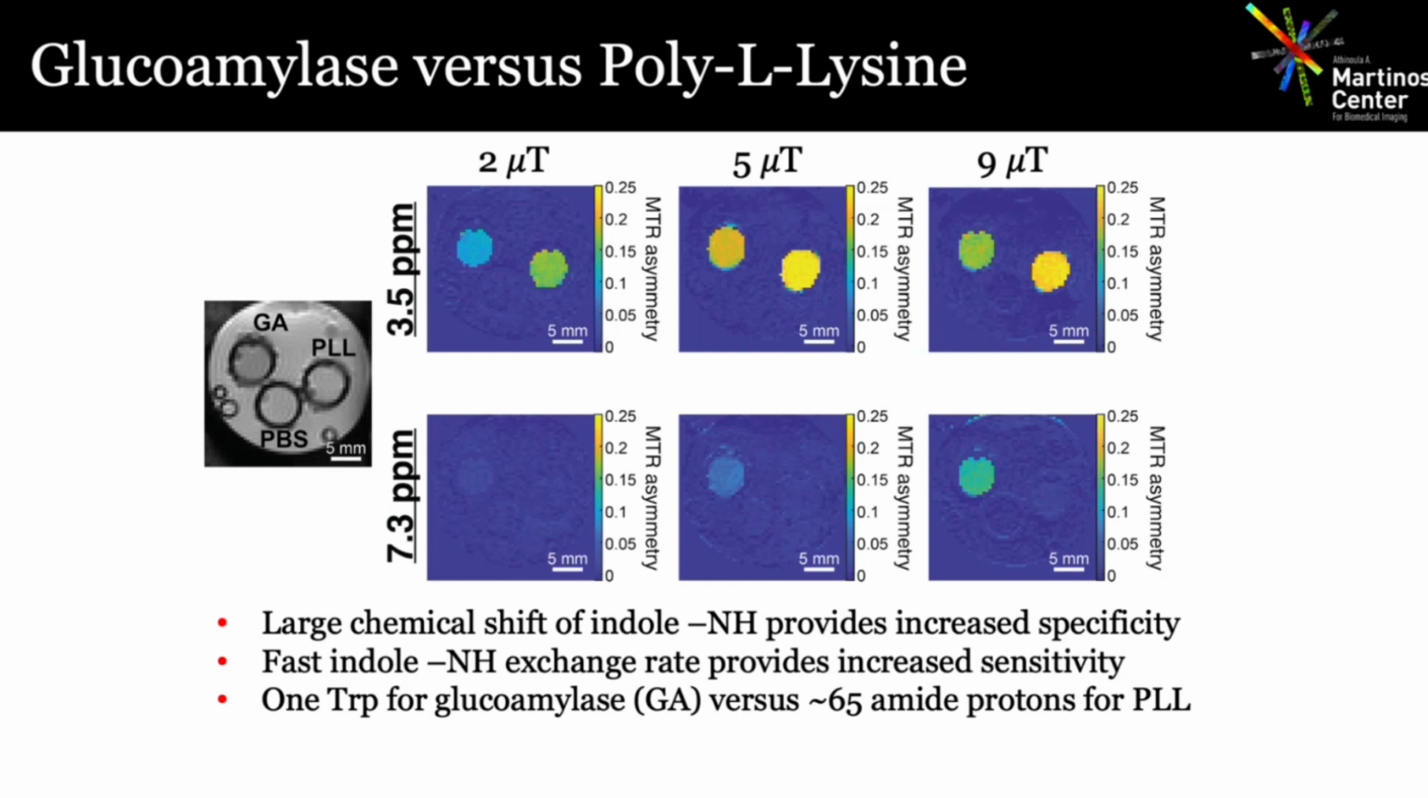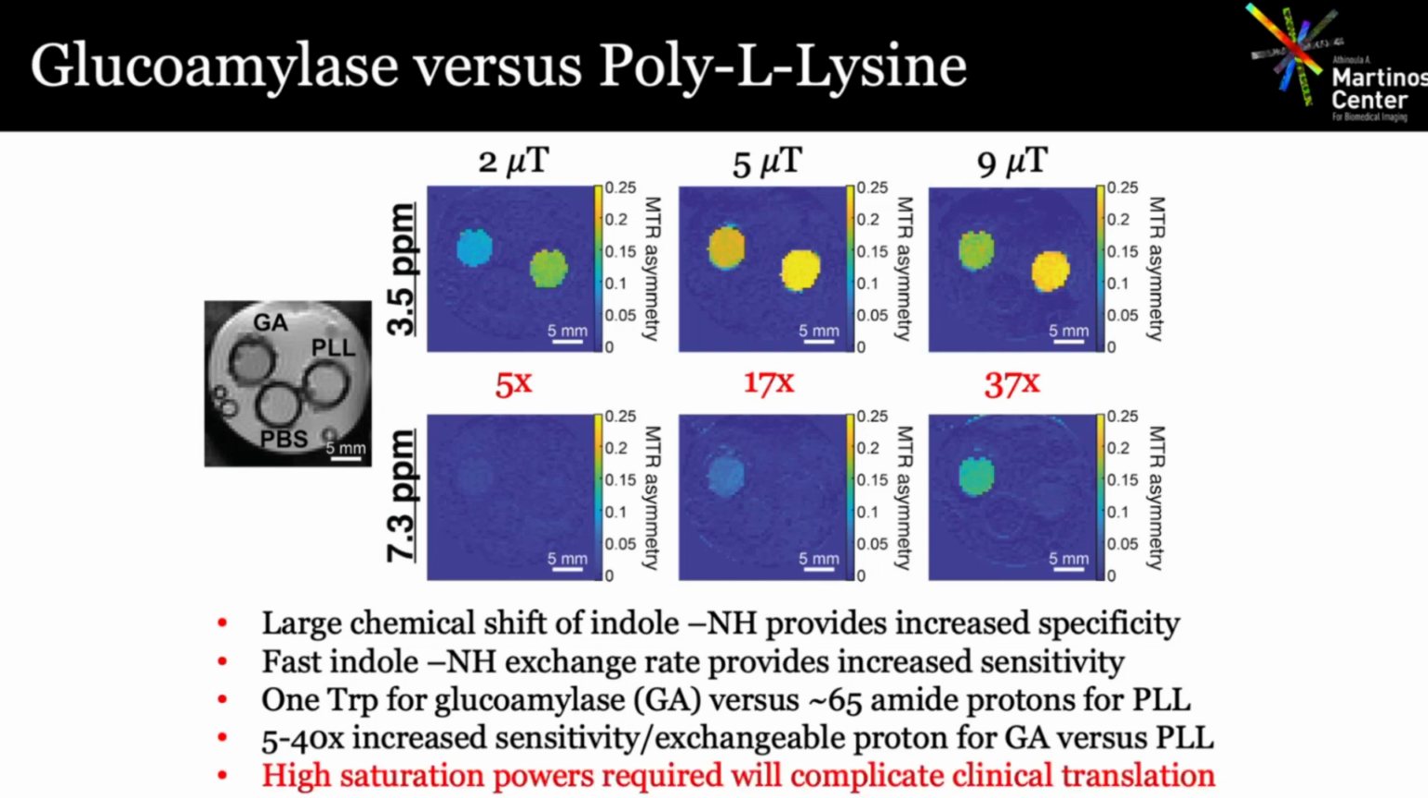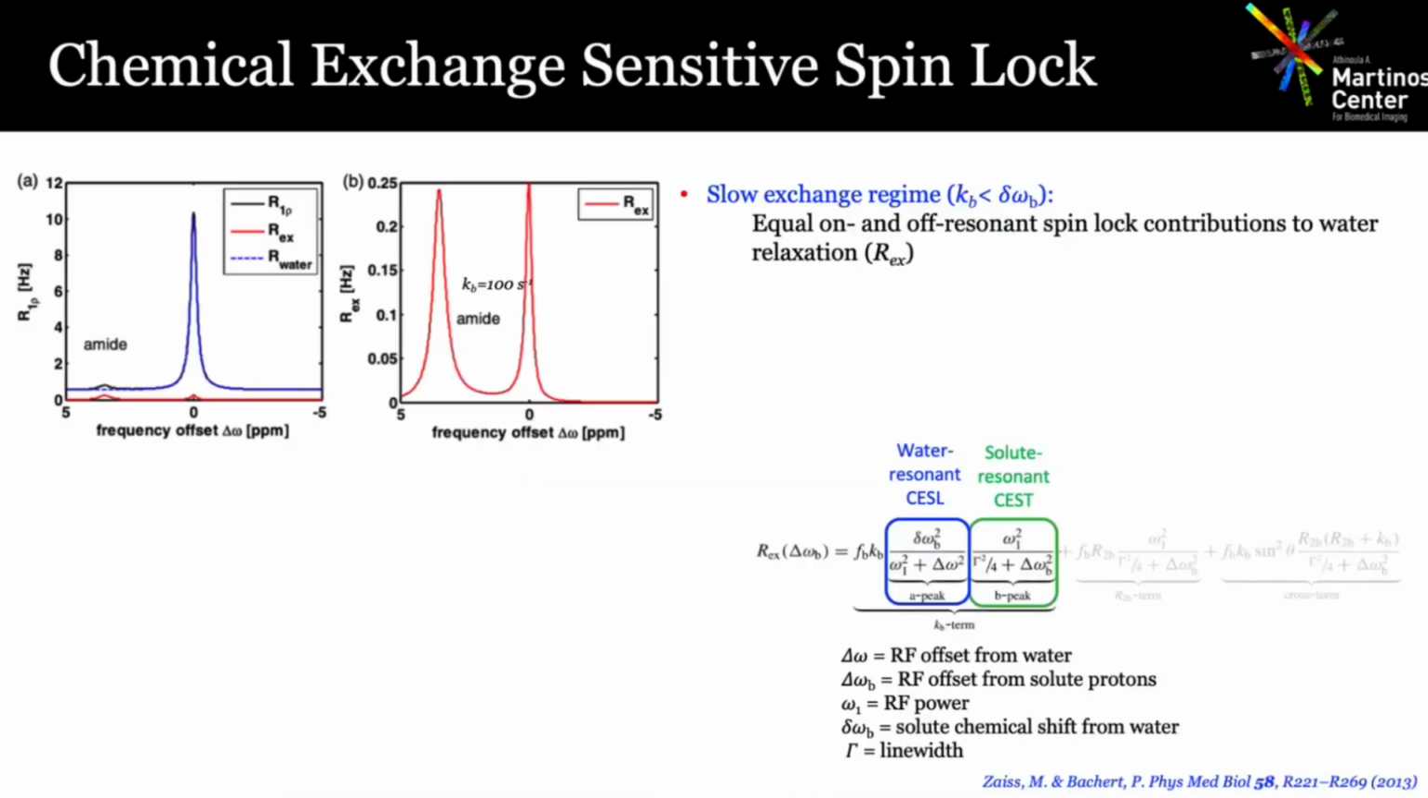So if you compare it on a per exchangeable proton basis, at 2 microtesla, you get about a 5-fold increased sensitivity relative to polyl-lysine. At 5 microtesla, it's 17-fold, and at 9 microtesla, you have 37-fold. Again, just because the exchange rate is so much faster, you get a lot more bang for your buck from the glucoamylase versus one of the amide protons. But high saturation powers are still an issue, especially for clinical translation.